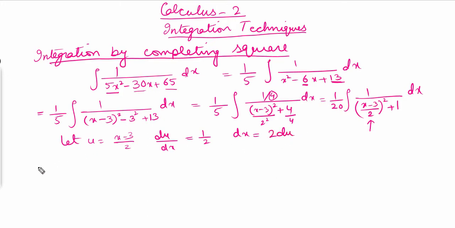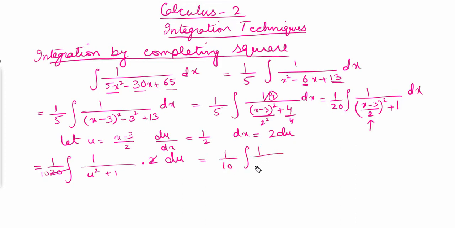So I will just substitute everything over here. It's like 1 over 20 integration of 1 over u square plus 1. In place of dx I will put 2 du. This 2 and this 20 will get cancelled, and we will have 1 over 10 over here. So it will be 1 over 10 integration of 1 over u square plus 1 du. So it will become 1 over 10 tan inverse u plus constant. So that will be our answer, but now we have to put the value of u back.